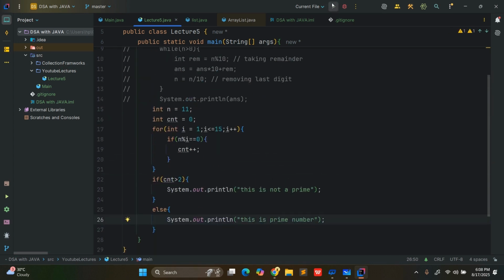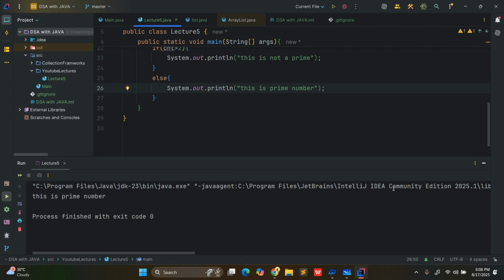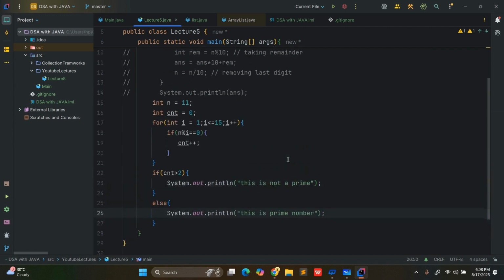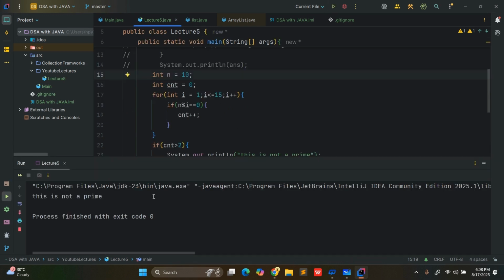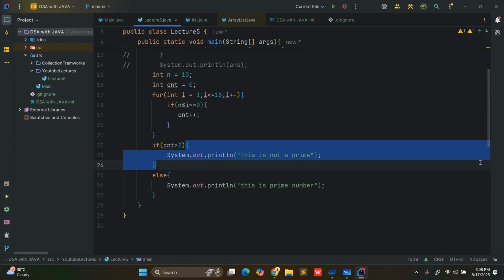Let's run it. What would be the output? This is a prime number. Let's modify n, I will change it to 10. Let's see if it gives the right output or not. Yeah, this is not a prime number. It's working well.